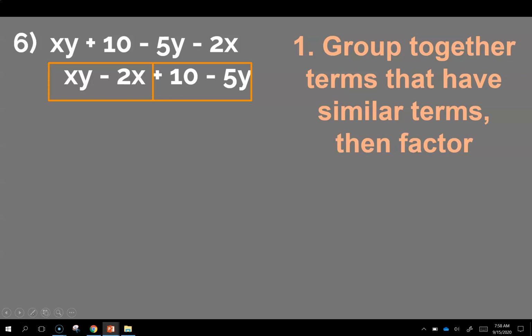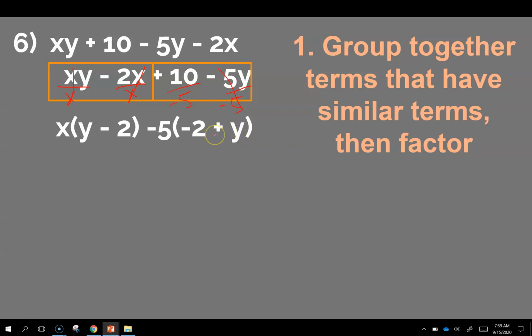Okay, so my first piece, what does xy and negative 2x share? Well, I see an x in both of those pieces, so we're going to take an x out, right? My next piece, how about 10 and negative 5y? Okay, well, I can take a 5 out of both those pieces, right? I could even do a negative 5. Doing that, I am left with, on this side, the x's cancel, left with y minus 2. Over here, if I divide it by negative 5, I have negative 2 and positive y left over, okay?